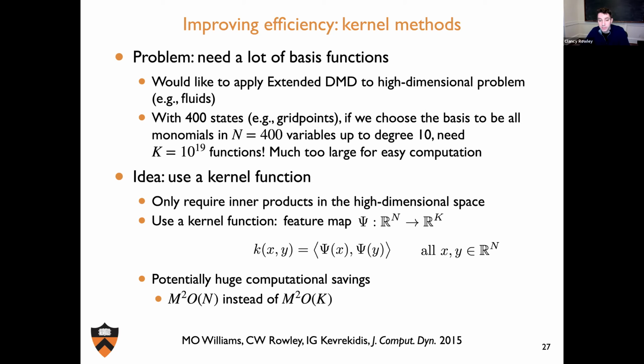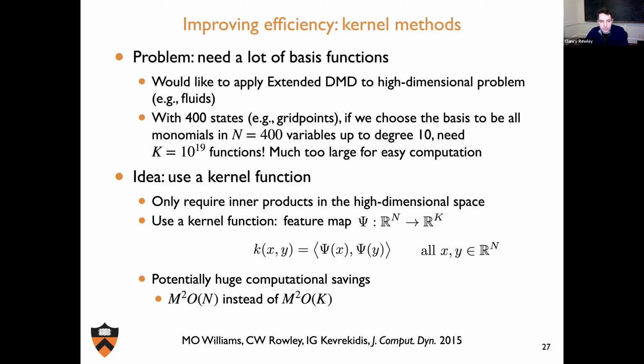And you don't ever explicitly use that feature map. The idea is to avoid working in the high dimensional space. Instead you can compute inner products in that feature space by just using a kernel function, which just acts on the state space, the smaller dimensional, 400 dimensional space. And this gives you a potentially huge computational savings, order n, order 400 instead of order k, 10 to the 19. So these kernel functions can be a help.